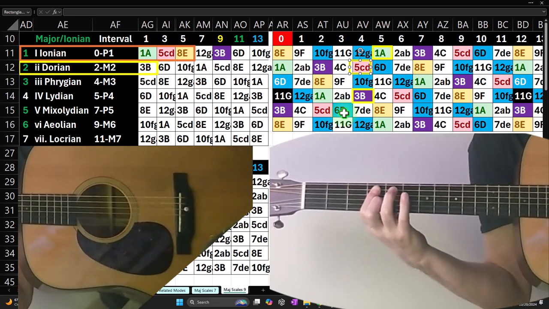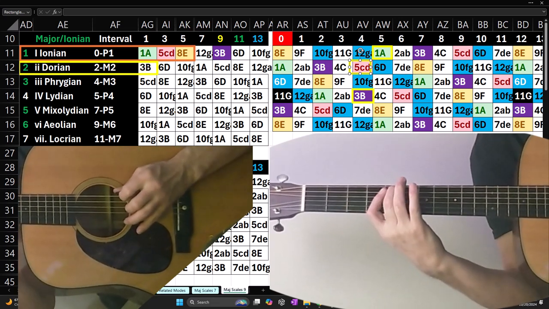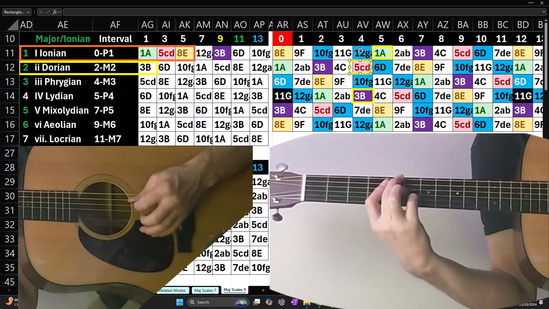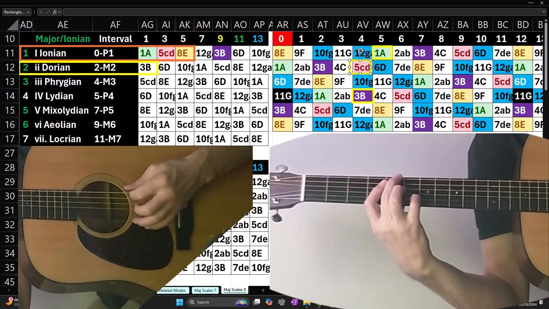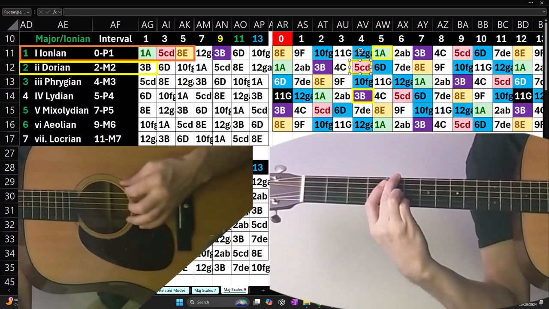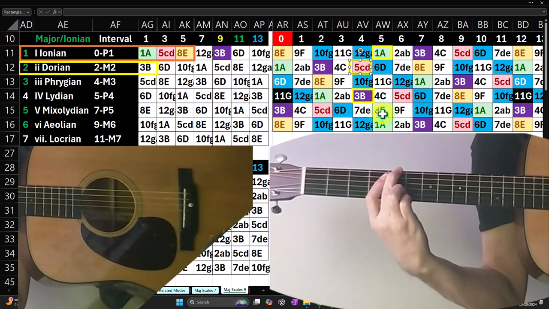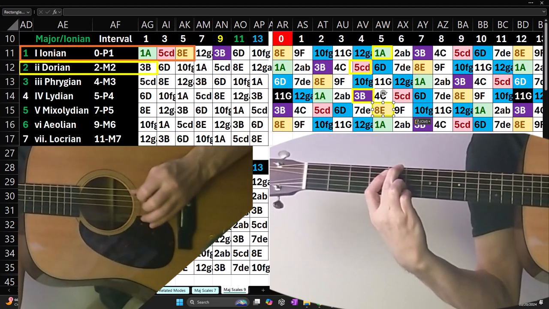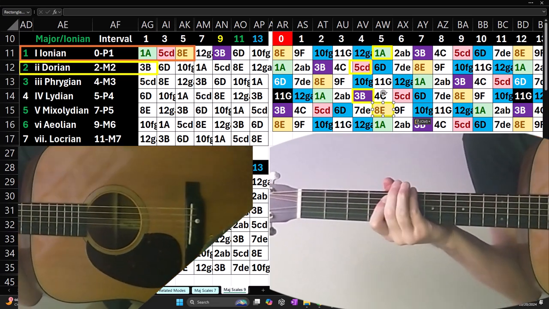I could bar this, which means I would be picking up that 13. So if I barred that, picking up the 13, and then I could put my finger down here and get that 3 in there. That's interesting. Is that right? That would be this finger. That's interesting. So I'm trying to get this third right there, that E right there. It's an interesting voicing to do that.